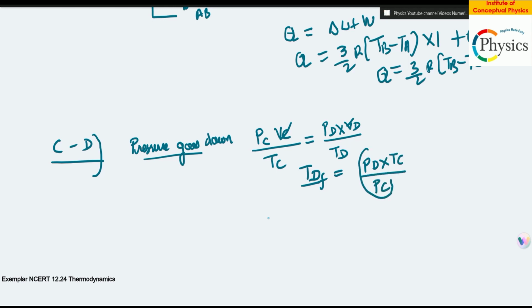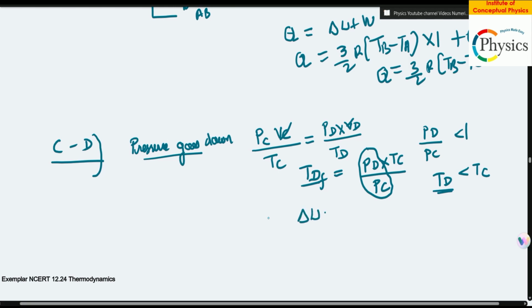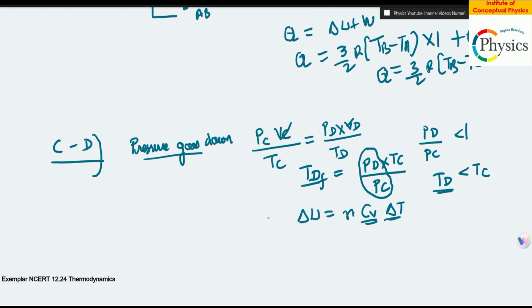Now we know PD upon PC, the pressure at D upon PC, is less than 1. So TD is less than TC, right? So the temperature has dropped, and therefore, if we calculate the change in internal energy, it will be n, which is 1 mole, CV, it's a constant volume process, into delta T. Delta T is negative. So 1 into 3 by 2 R, delta T is a negative quantity. Why is it negative? Because the temperature has dropped. So therefore, delta U will come out to be a negative quantity.